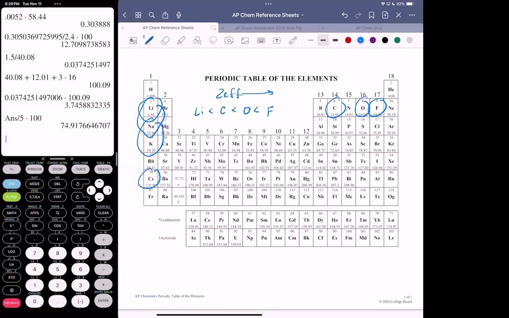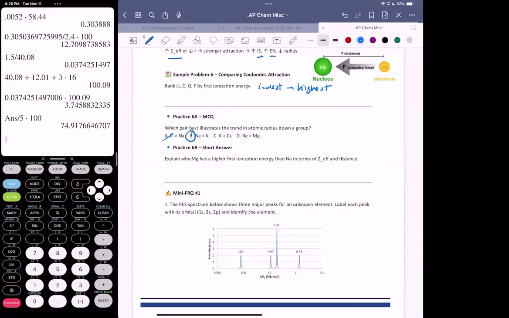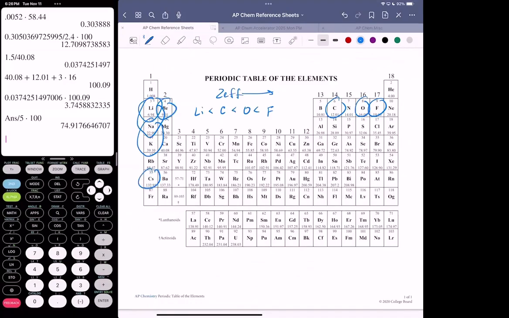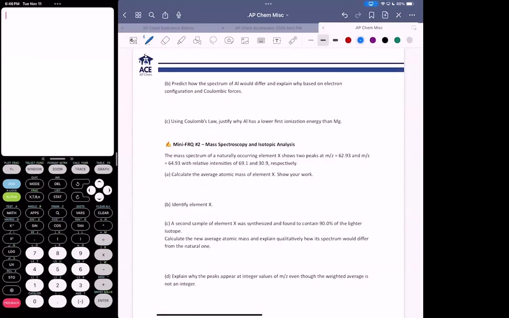Did I say calcium again? Potassium. I hope I didn't mess that up. Potassium is smaller than cesium. And is beryllium larger than magnesium? No, beryllium is smaller than magnesium. So our first answer that we came up with, I think it was letter B, is correct. Part C. Using Coulomb's law, justify why aluminum has a lower first ionization energy than magnesium.